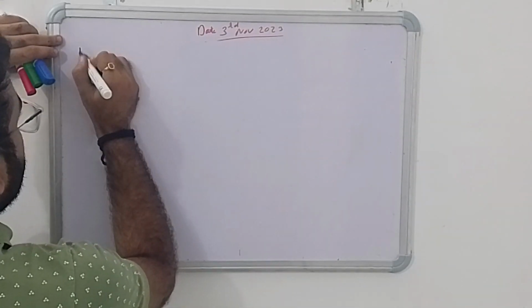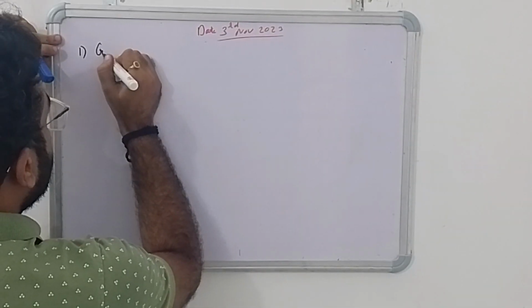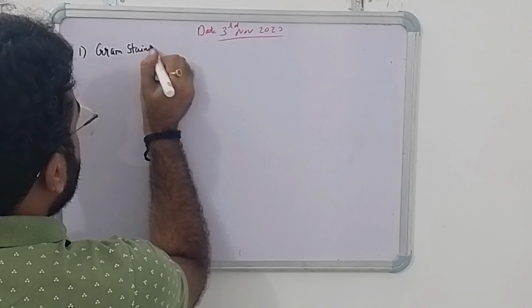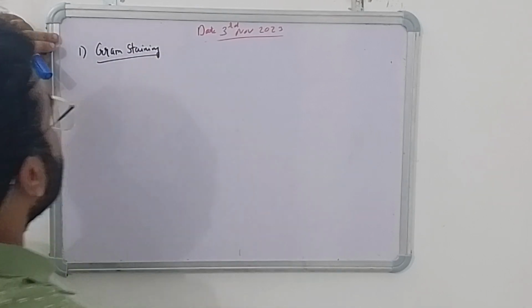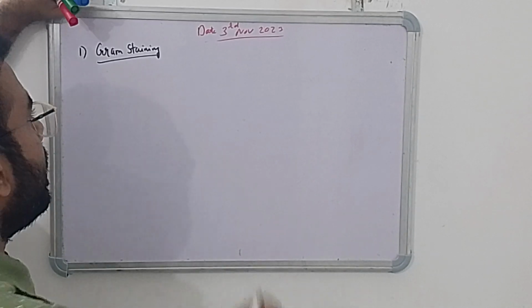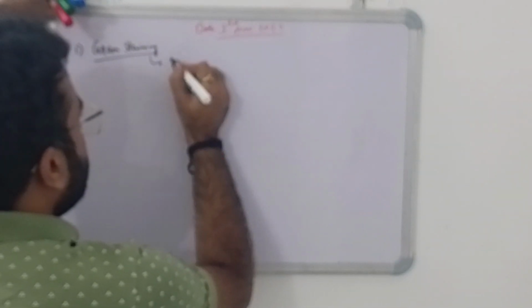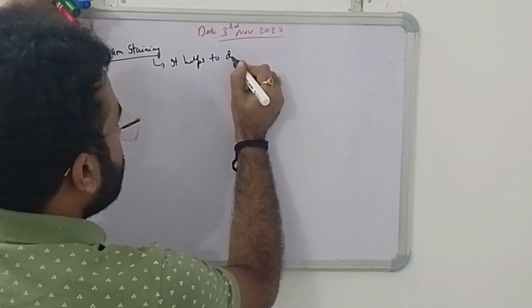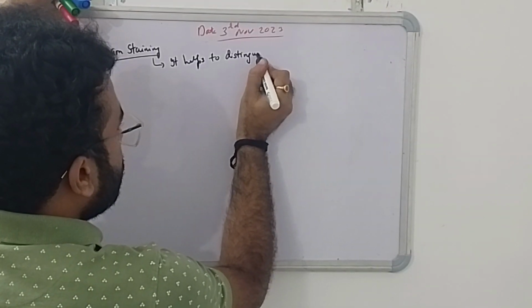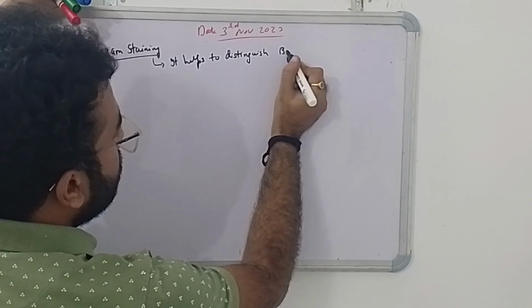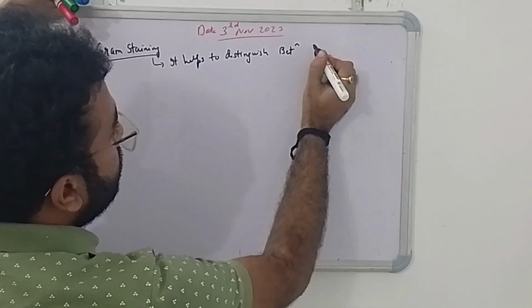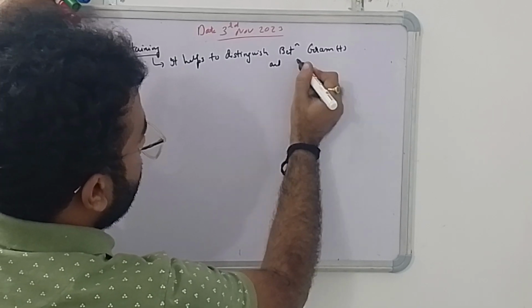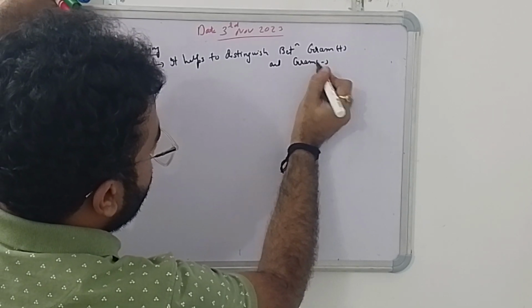First, gram staining. Okay, gram staining helps to distinguish between gram positive and gram negative.